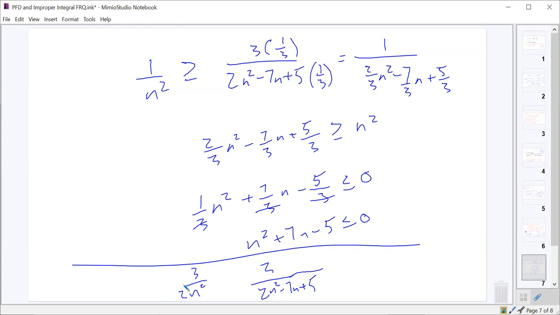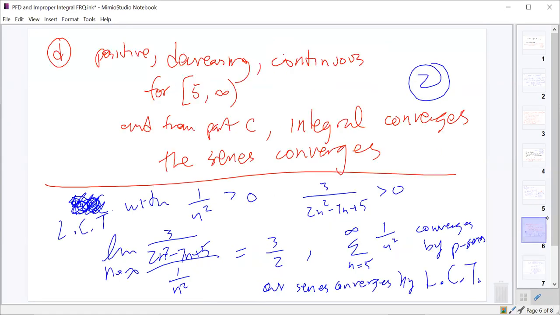So it looks like direct comparison isn't going to work out super well unless you can go in and figure out when something like this is true. This definitely has solutions, so you can find n values that make that true. But it's just a lot more of a pain than either of these other methods. Hopefully that makes sense to everybody.